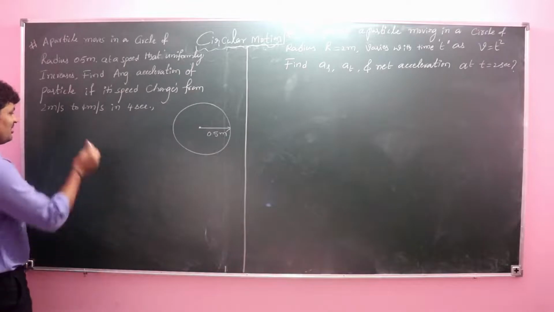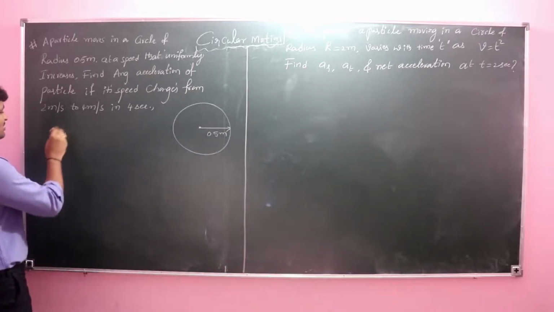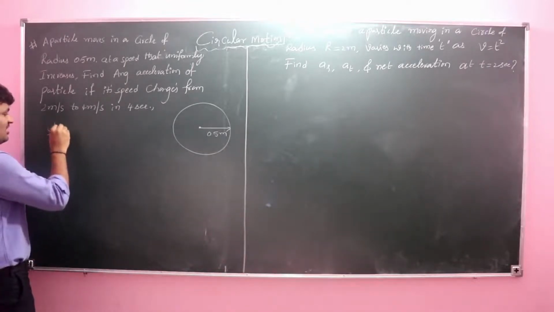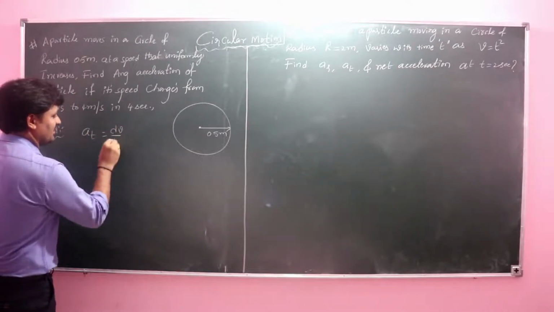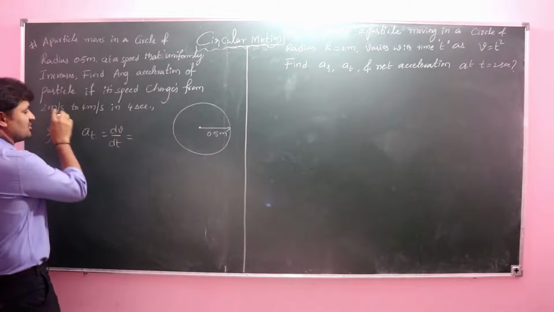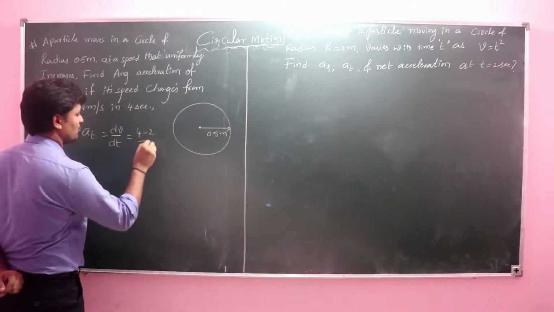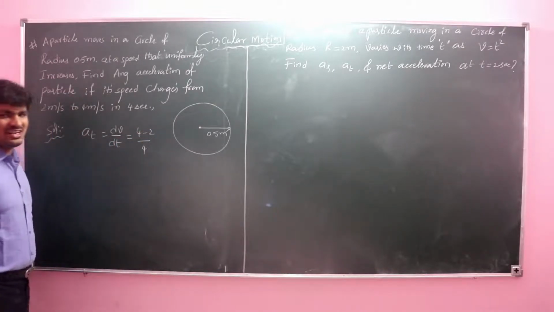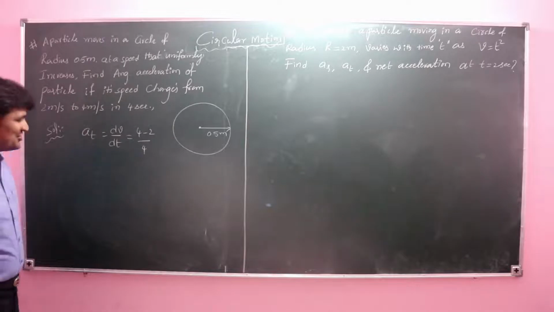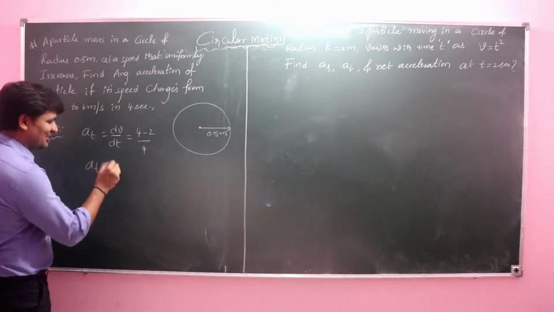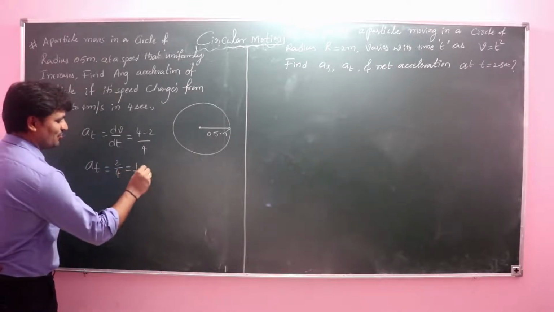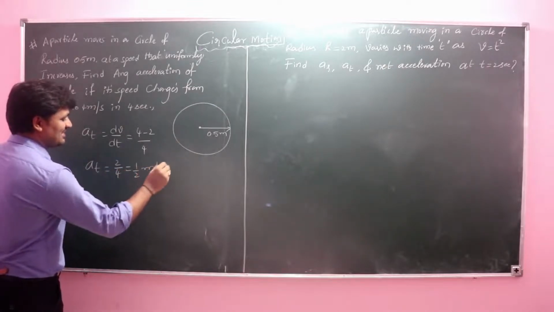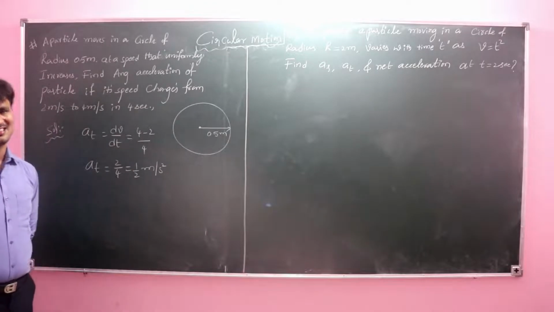The tangential acceleration is the change in velocity over time. Tangential acceleration is equal to dv by dt. What is the change in velocity? 4 minus 2, in how much time? 4 seconds. So the tangential acceleration is 2 by 4, nothing but 1 by 2 meter per second square. This is the tangential acceleration.